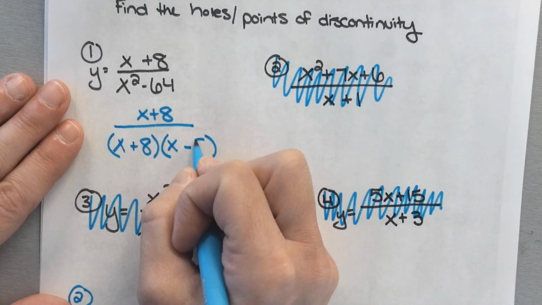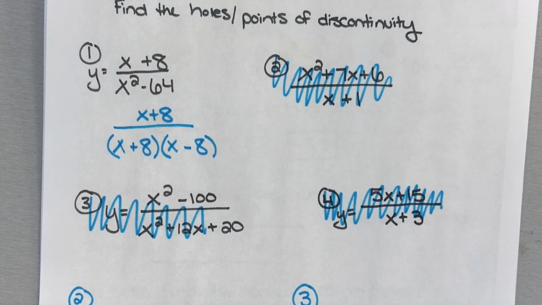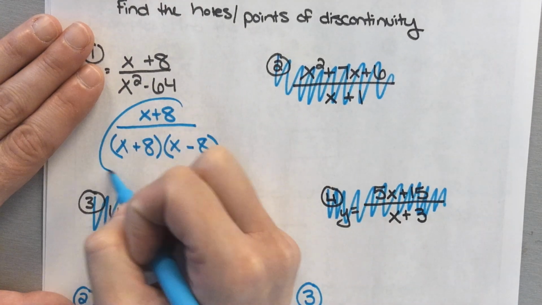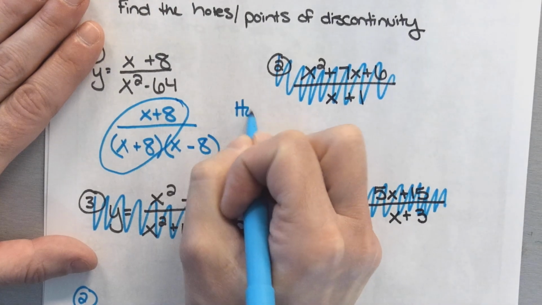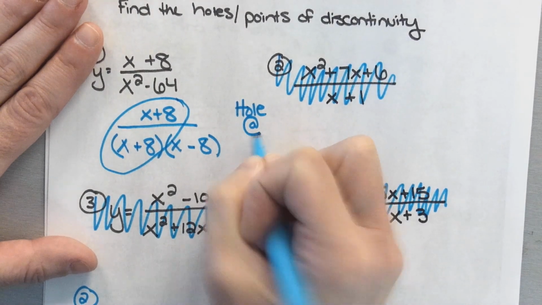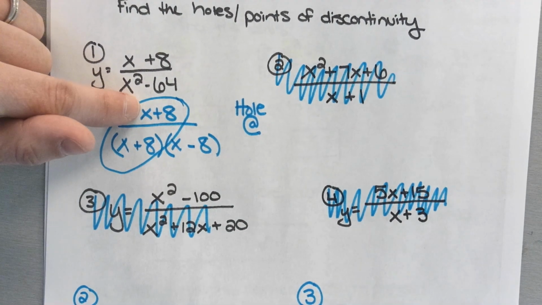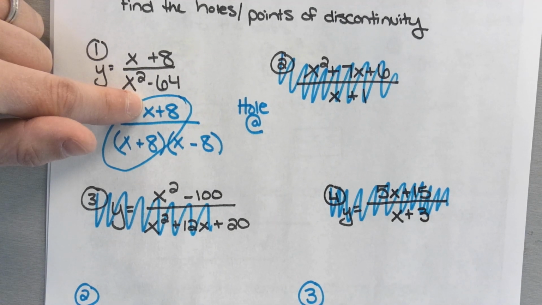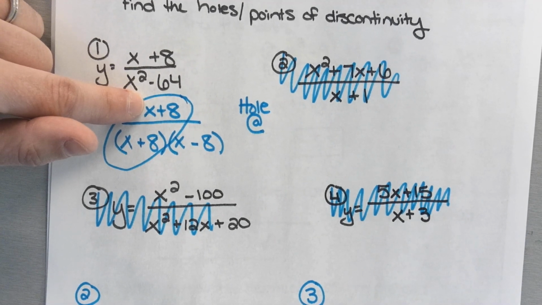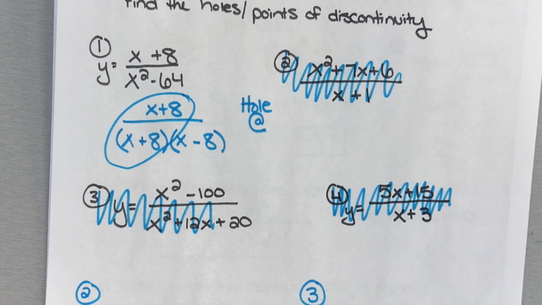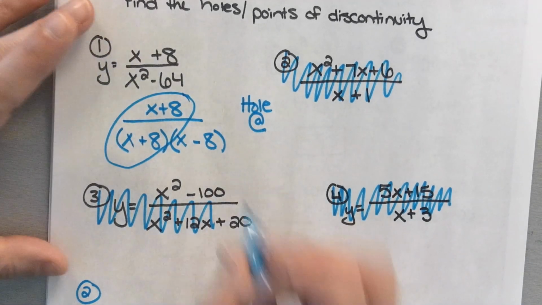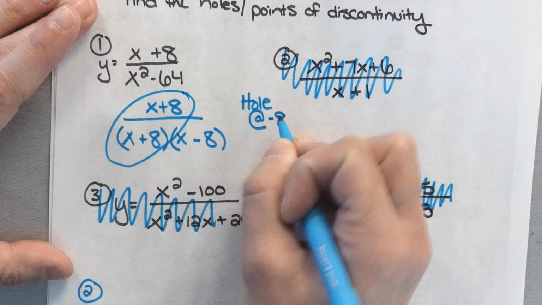All right, now, do you see something that is a match, that is the same in both the top and the bottom? Yes, that's x plus 8. So that means that we have a hole at, and it's where this would be 0. Kind of like yesterday. Remember we were making everything 0 yesterday? Same game. What would make x plus 8 0? Negative 8. So we have a hole at negative 8.